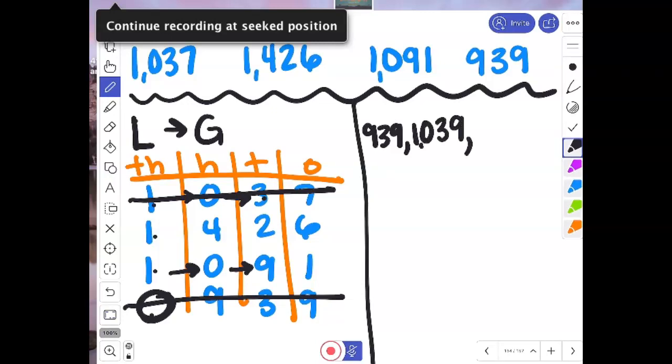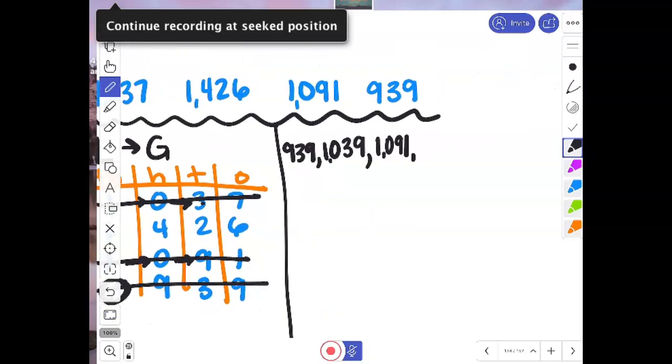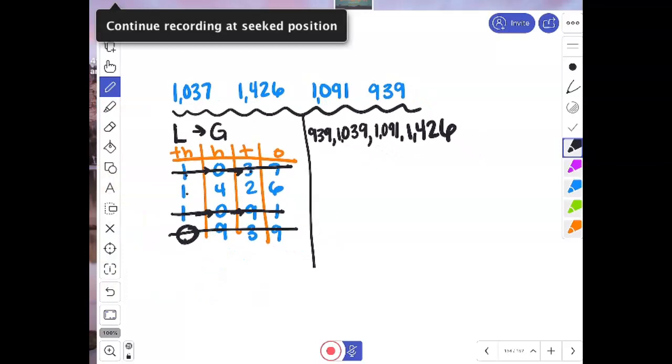Okay. That means this one's going to be next. 1,091. And that leaves me with the last one. I don't even need to do the comparing. I can see that that number is next. So 1,426. So do you see how I put them in a chart to organize the digits? That helps me keep it organized. Let me tell you why.